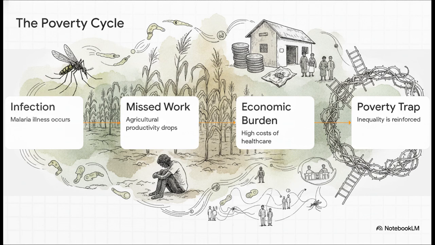It's like a domino effect. It starts with the malaria infection. Bam! This immediately leads to missed agricultural work, which severely reduces productivity and lowers crop yields. That loss of income is then compounded by the brutal economic burden of paying for healthcare and transportation to clinics. Finally, this drains household resources, reinforcing inequality and permanently stunting rural economic development. The disease fuels poverty, and poverty fuels the disease.